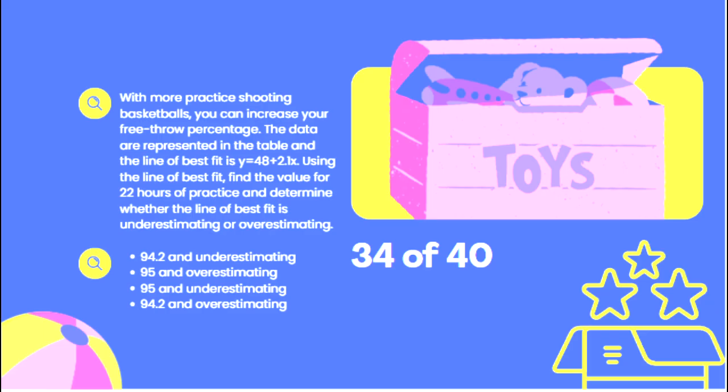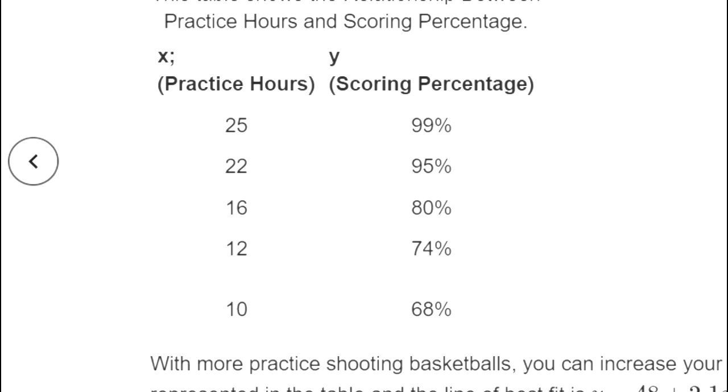Okay. With more practice shooting basketballs, you can increase your free throw percentage. The data are represented in the table, which I don't have. And the line of best fit is y equals 48 plus 2.1x. Using the line of best fit, find the value for 22 hours of practice and determine whether the line of best fit is underestimating or overestimating. Let me go find the table. Okay, here's the table, and the only reason you need to know it is so you can see what's on the x-axis and what's on the y. So time is on the x, and scoring percentage is on the y.